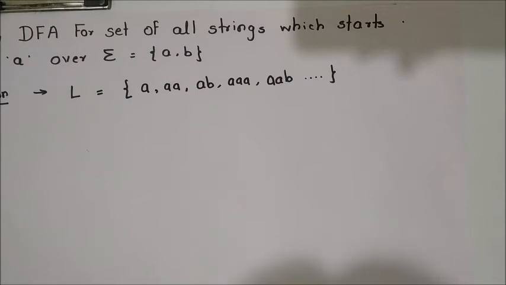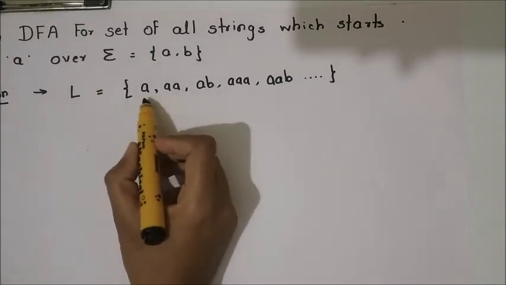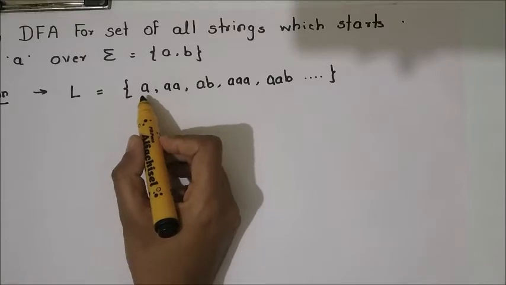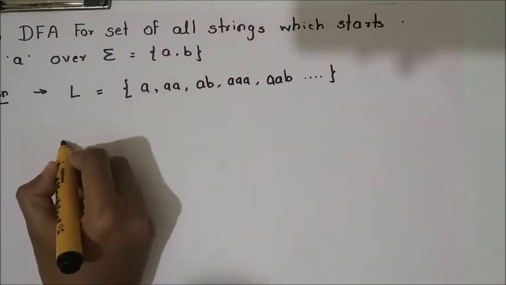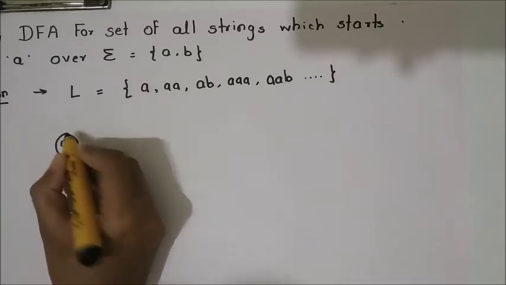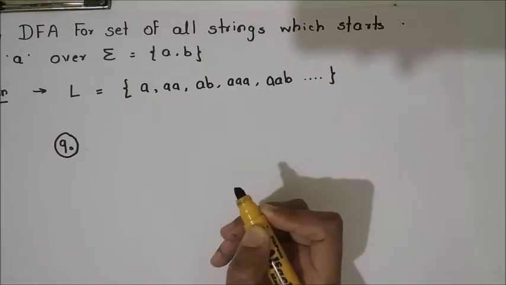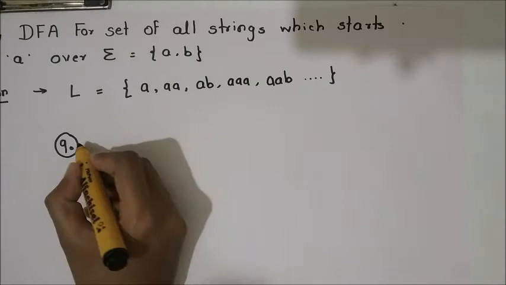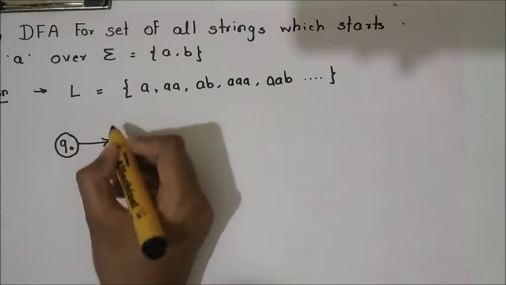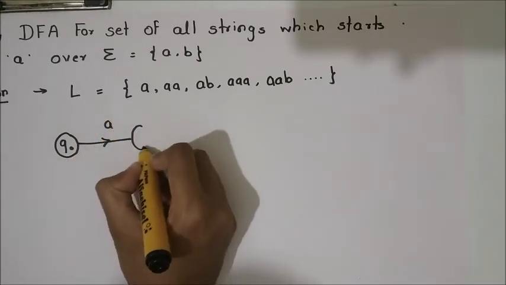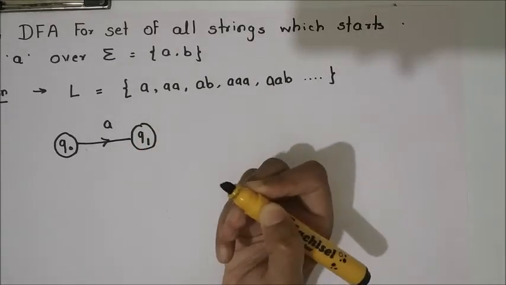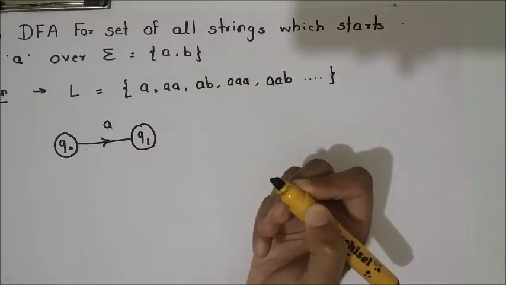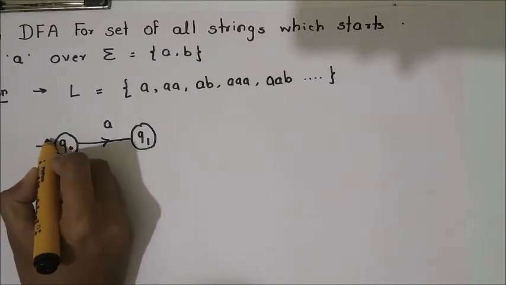Whenever the language is infinite, try to draw the DFA with the minimum length string. Here the minimum length string is A. So I am considering the start state as Q0 and the minimum length string. So this will be accepted and it will go to the state Q1, as this is the start state.